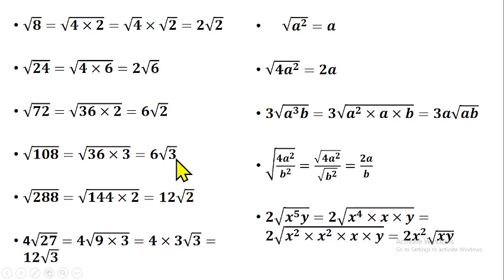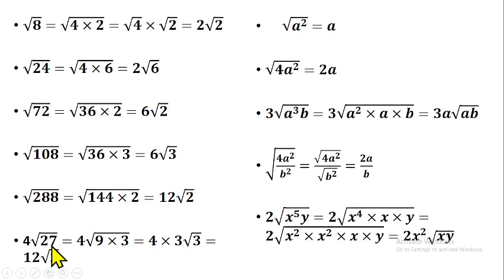Also, what is √288? We can simplify this one further because 288 is 144 times 2, and 144 is a perfect square. So what is √144? That is 12 times √2. That gives us 12√2. So that means √288 is 12√2.